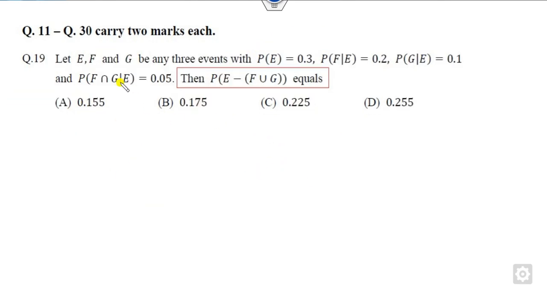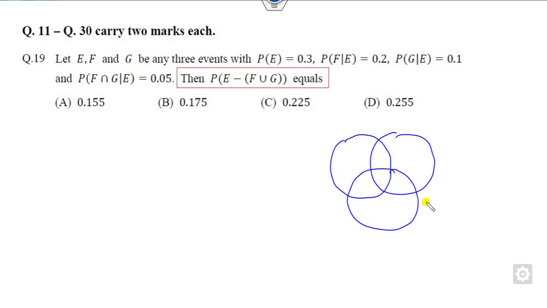Look at this one. There are three events: E, F and G. This is G, this is F, this is E. You have to find E minus (E union F). So your target is to find this portion. How do you find this portion?